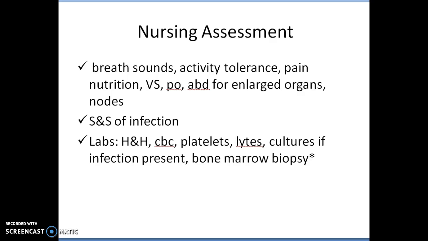We're going to look at their labs: hemoglobin, hematocrit, platelet count, granulocyte count. Those will drop consistently, and especially during chemotherapy. And typically, if they're being treated with chemotherapy, these labs will bottom out around 5 to 7 days after initiation of the chemotherapeutic agent. So we're going to do cultures if infection is present, and we'll do a bone marrow biopsy, and we're going to talk about that later.